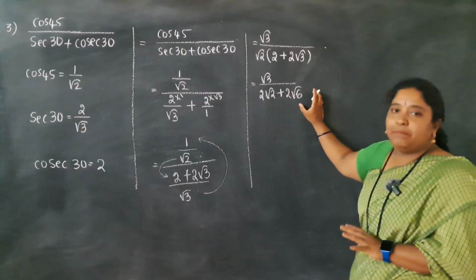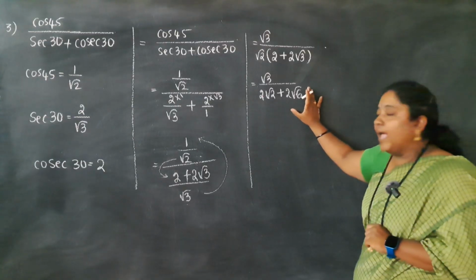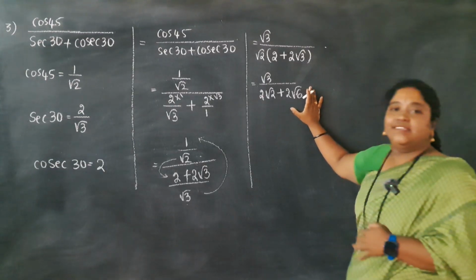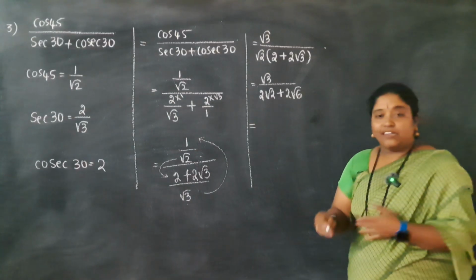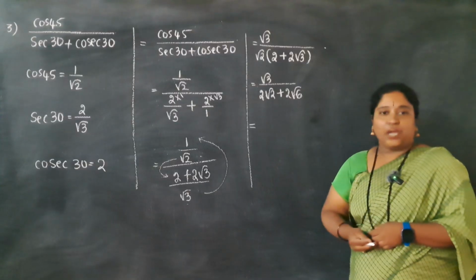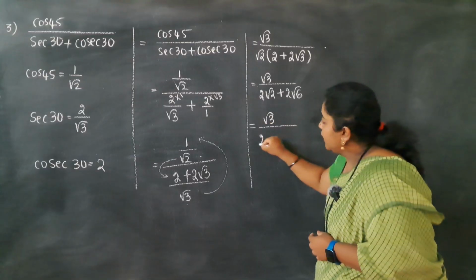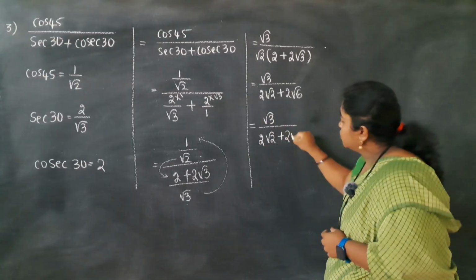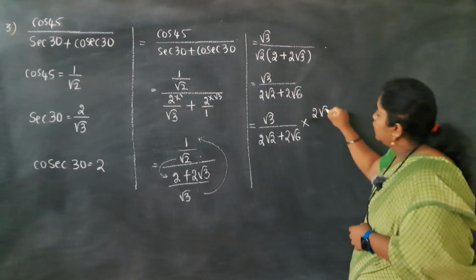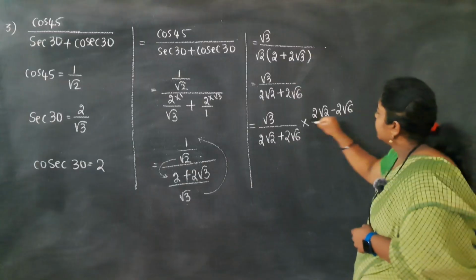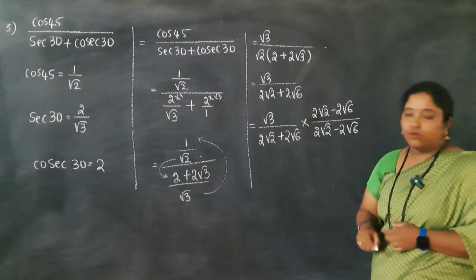But I cannot keep the answer like this. The denominator can never be an irrational number. So what do I have to do? I have to rationalize the denominator. Understood? So you know how to rationalize the denominator. That is what you have learnt in 9th class chapter 1, that is number system. Yes or no? So root 3 whole divided by 2 root 2 plus 2 root 6, I have to multiply with the opposite sign. Yes or no? So I'll be having here 2 root 2 minus 2 root 6 divided by 2 root 2 minus 2 root 6. This is how I need to simplify.